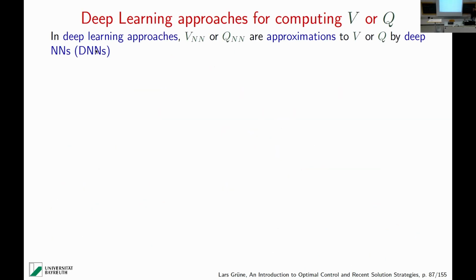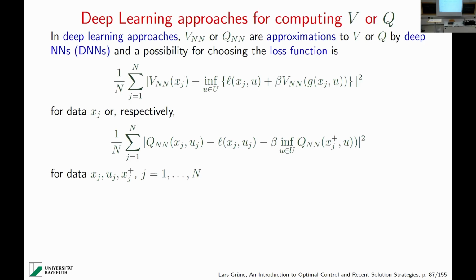And now let's go back to dynamic programming. If we want to do deep learning for computing either the value function or this Q function that I introduced, then the idea is very simple. We use a deep neural network to represent an approximation to this function. I will call this now V_NN or Q_NN. These are the approximations to V or Q, and they are represented by deep neural networks. One possibility for choosing the loss function is the following. We would like to minimize this squared term here, or for Q, it would be this squared term.